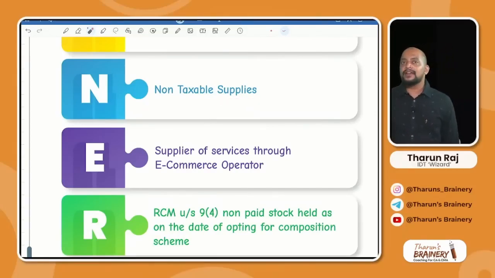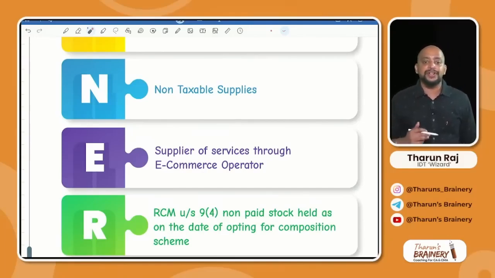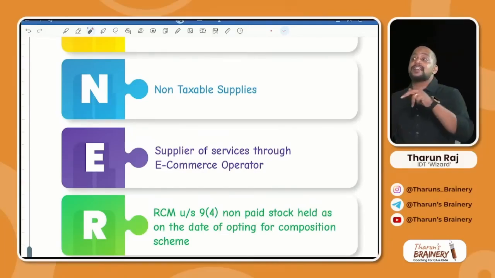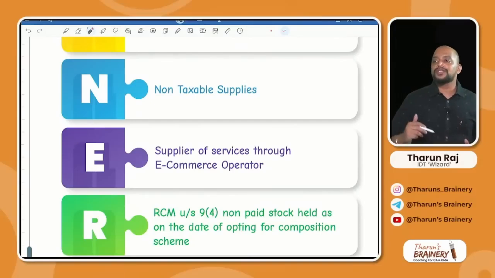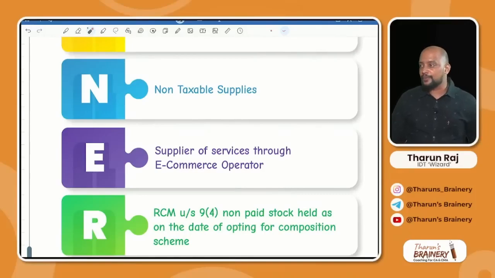Same way, can a supermarket go for composition scheme? Of course, they can go for composition scheme, no restriction. But what if the supermarket is inside a petrol bunk? They cannot opt for composition scheme because petrol and diesel are non-taxable supplies. So a person who is making non-taxable supplies cannot opt for composition scheme.